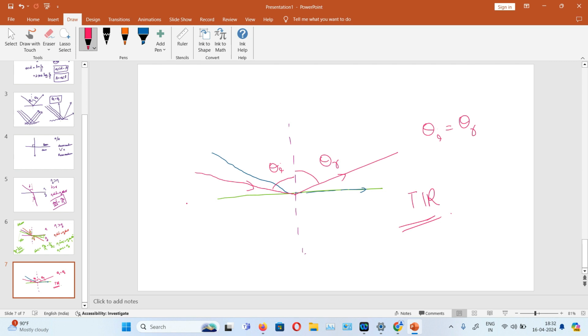Okay, and this is the phenomenon which we are using in the case of an optical fiber cable. We will discuss the optical fiber cable in a moment. Just think about all these things for now. We'll discuss the optical fiber cable now.